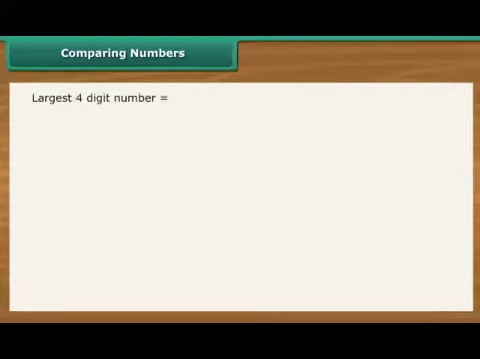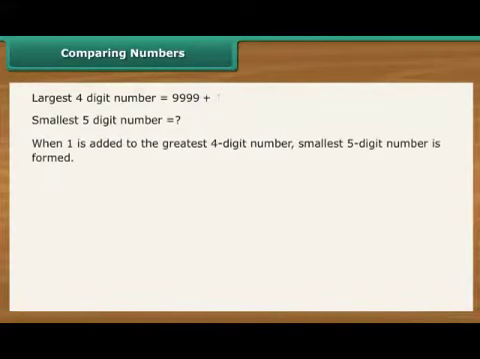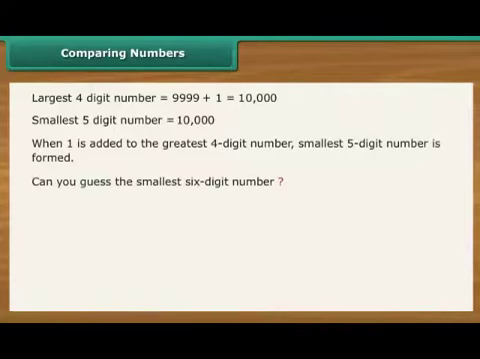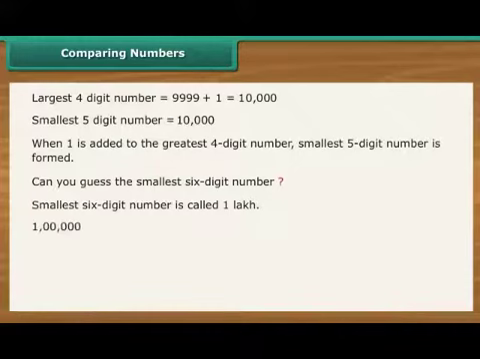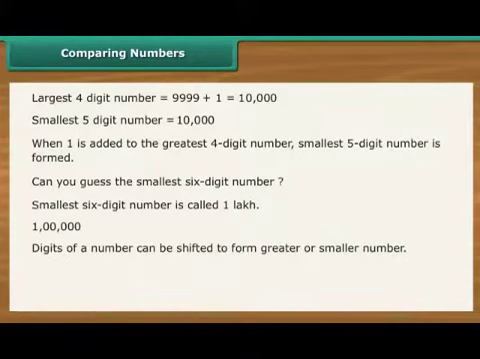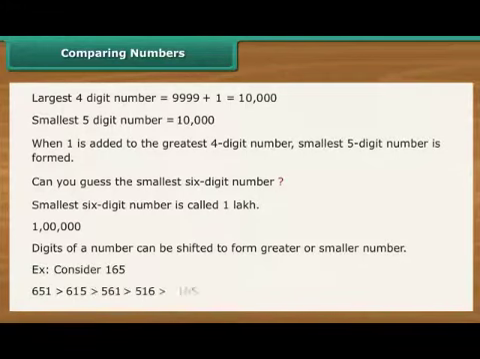The largest 4-digit number is 9,999. What should be added to this number to make the smallest 5-digit number? The answer is, we need to add 1. Let us find out. On adding 1 to 9,999, we get 10,000, which is the smallest 5-digit number. Can you guess the smallest 6-digit number? The smallest 6-digit number is 1 lakh. Digits of a number can be shifted to form a greater or smaller number.